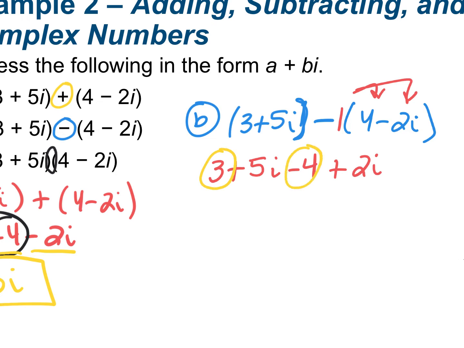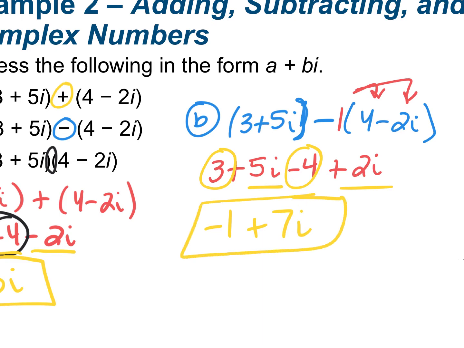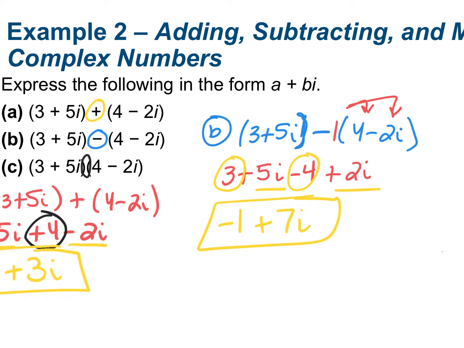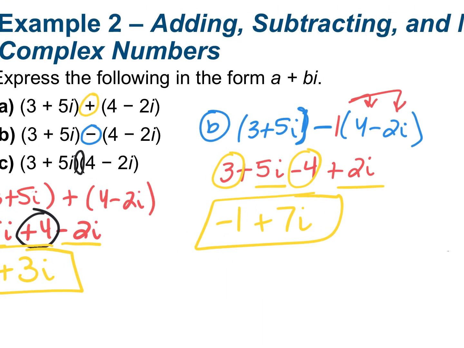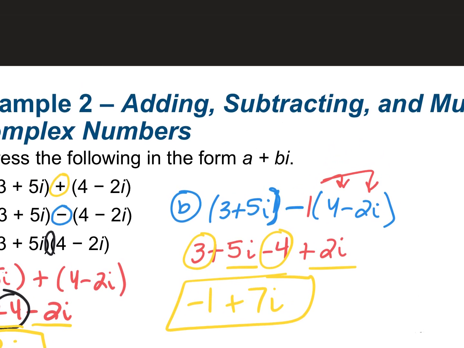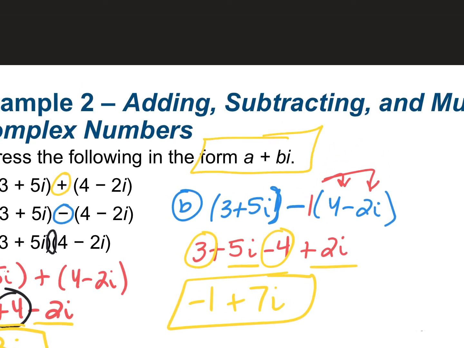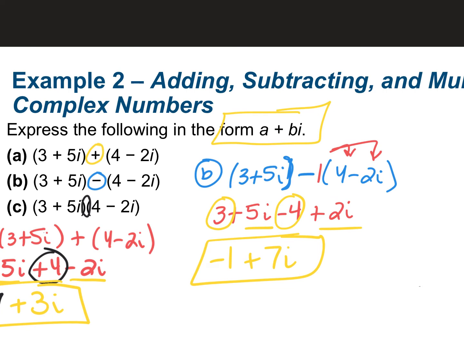Well, what's 3 minus 4? Negative 1. And what's positive 5i and a positive 2i? 7i. Plus 7i. Yes, it does matter how it's written. It has to be written in the form a plus bi. The real part has to come first. You will get points off if it doesn't.